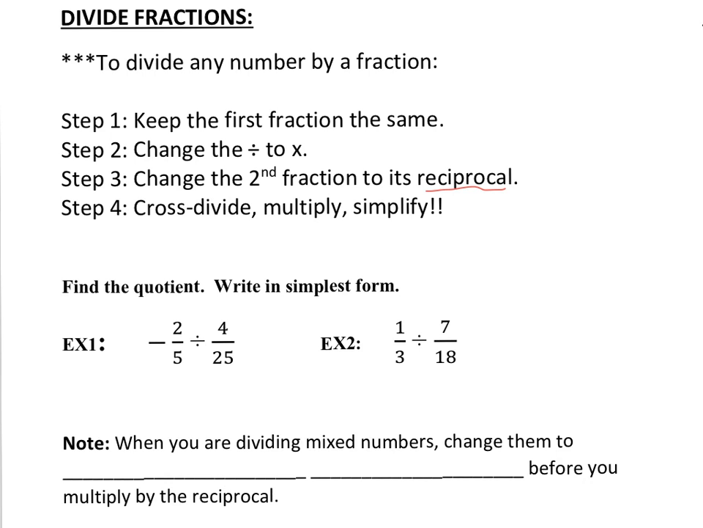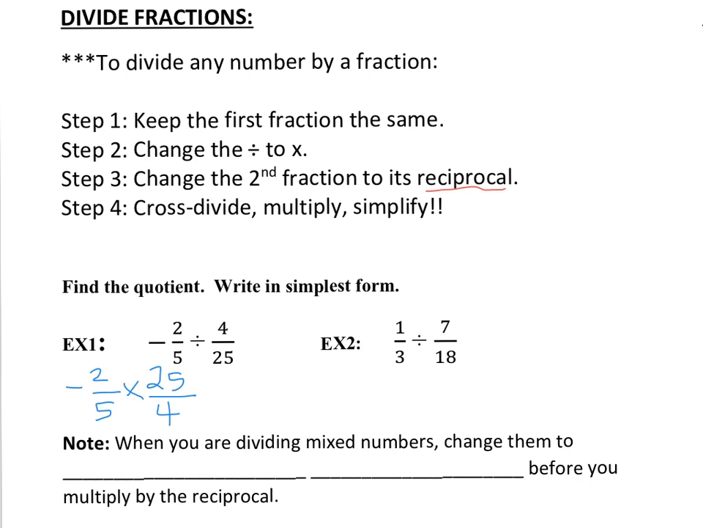So for example 1, we have -2/5 divided by 4/25. We want to keep the first fraction the same, -2/5. We now want to change division to multiplication. That's step 2. Step 3, change the second fraction to its reciprocal. So we're going to flip it to 25/4.